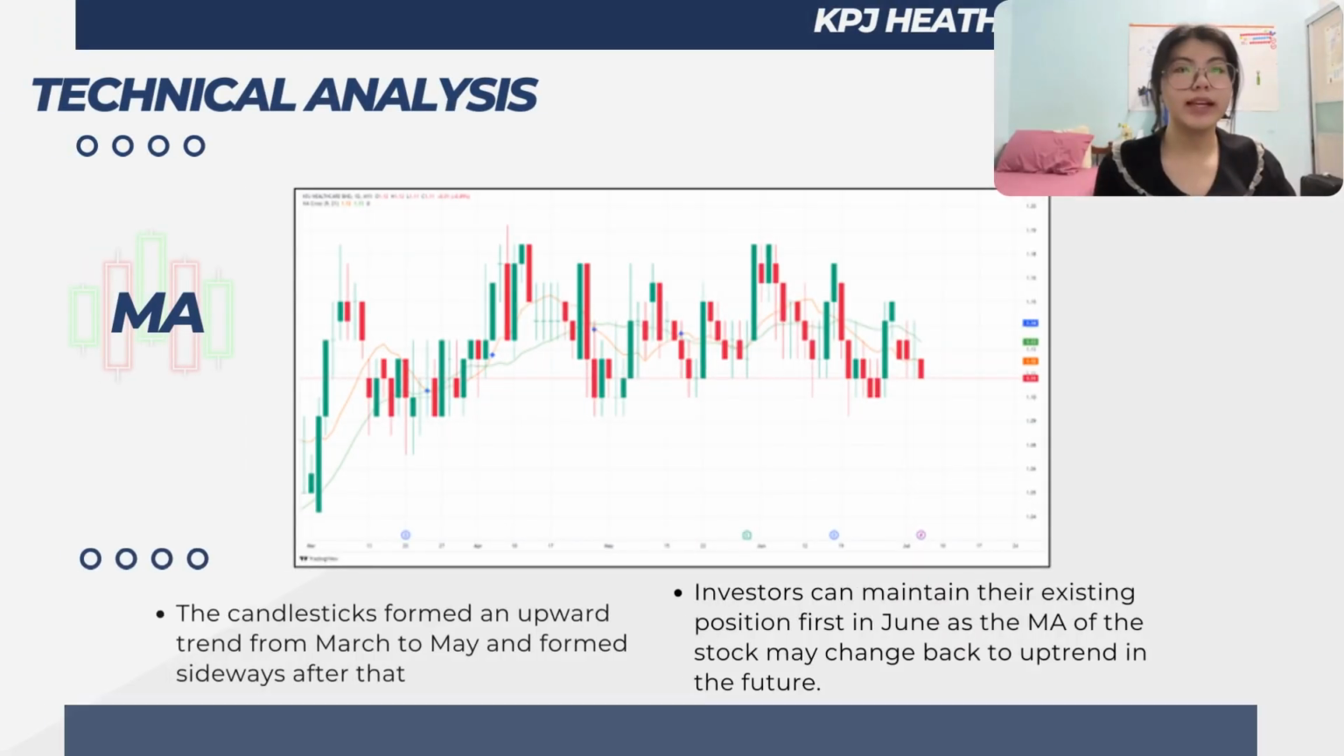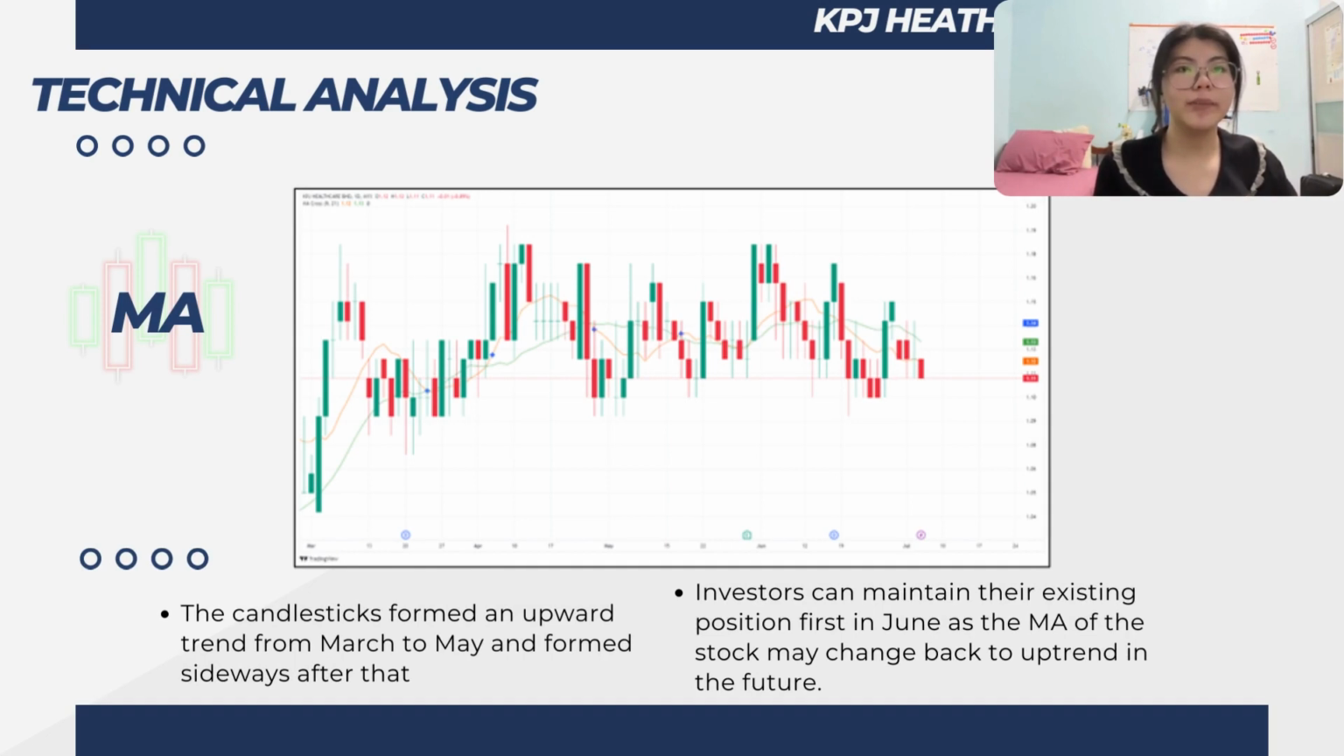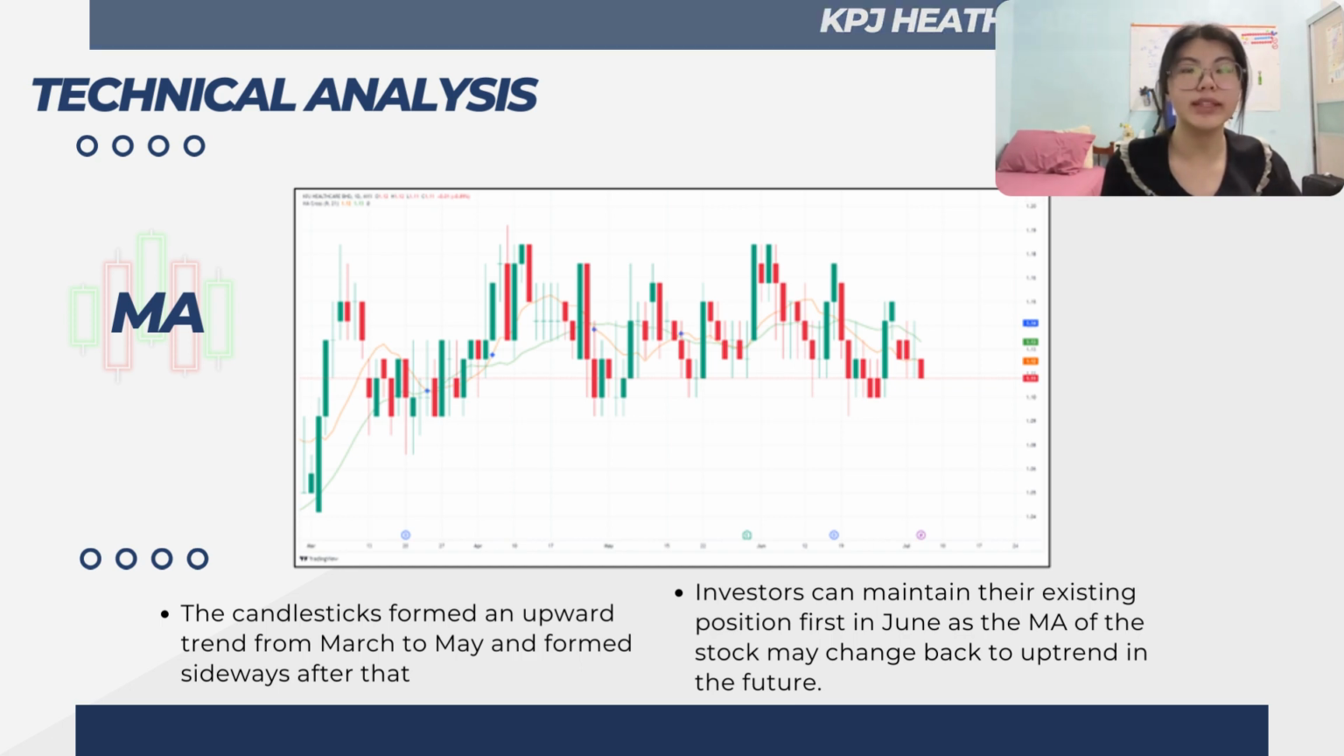As for the moving average, the candlestick formed an upward trend from March to May and formed a sideways trend after that. The investor can maintain their existing position in June as the moving average of the stock may change back to an uptrend in the future.